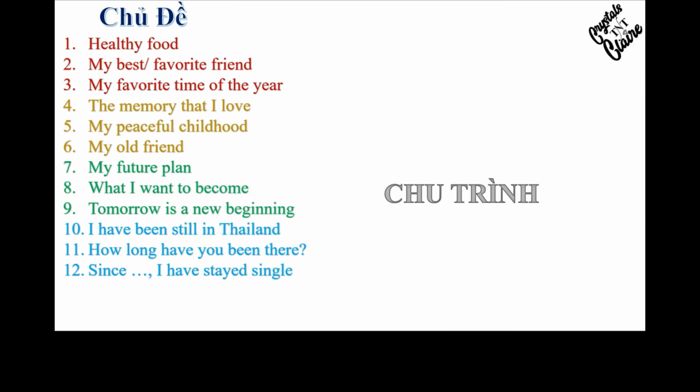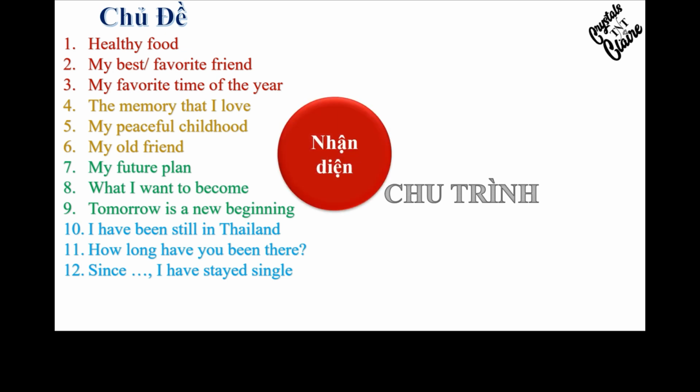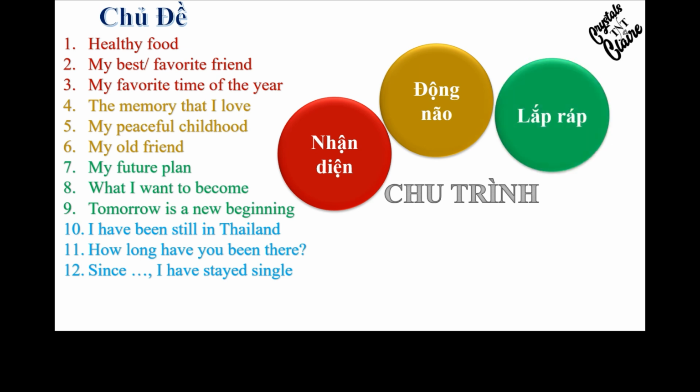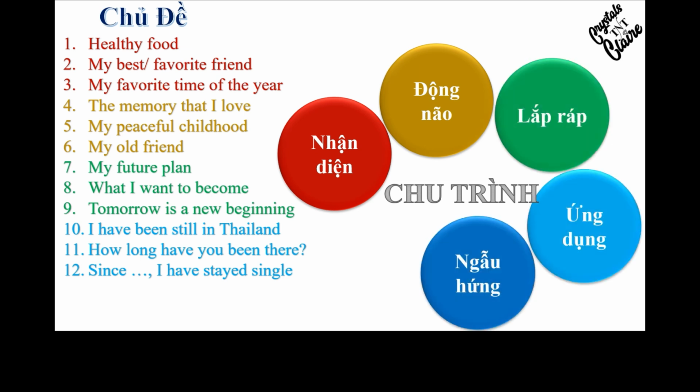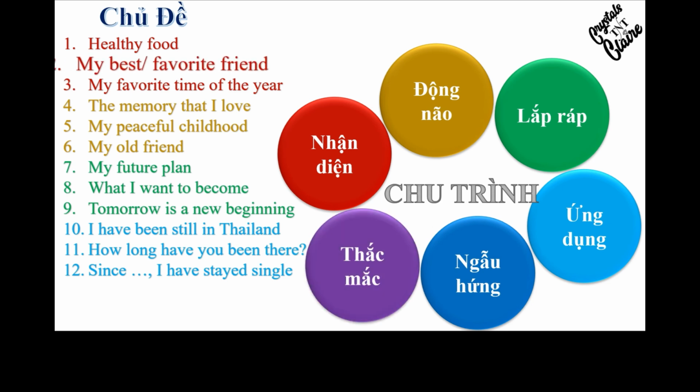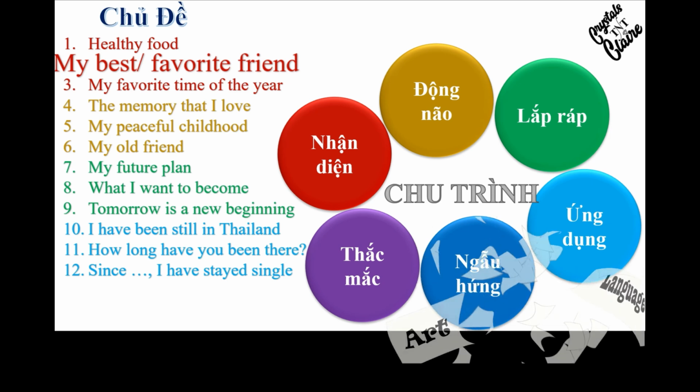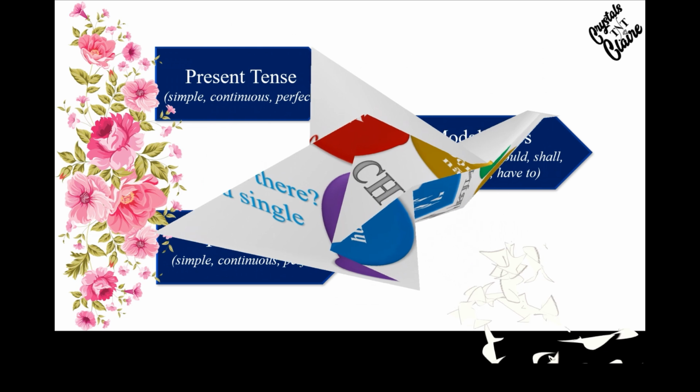Continue the process of six months studying English based on this program. Every week we will study one lesson, and each lesson has 5 days per week to study along together. We also study in the process of recognizing, brainstorming, assembling, using, creating and questioning. The subject today is about my best friend, or my favorite friend. That's the friend you love the most.